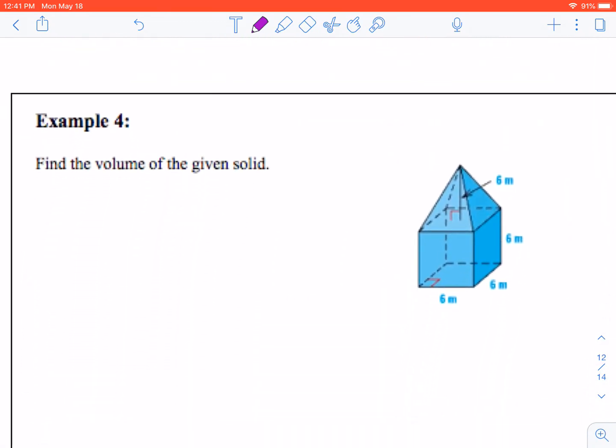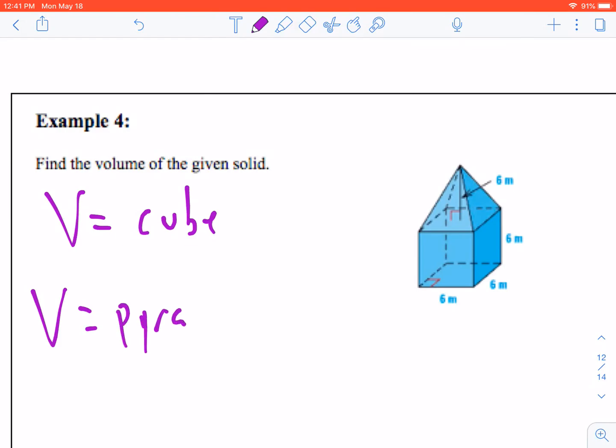In example 4, it says find the volume of a given solid. Here you have two different solids put together. First off, we have the volume of the cube, and then we have the volume of the pyramid. To find your overall volume then, we need to take those values and add them together. For your cube, if you remember, it is just that edge cubed. So it is 6 cubed, which is 216.